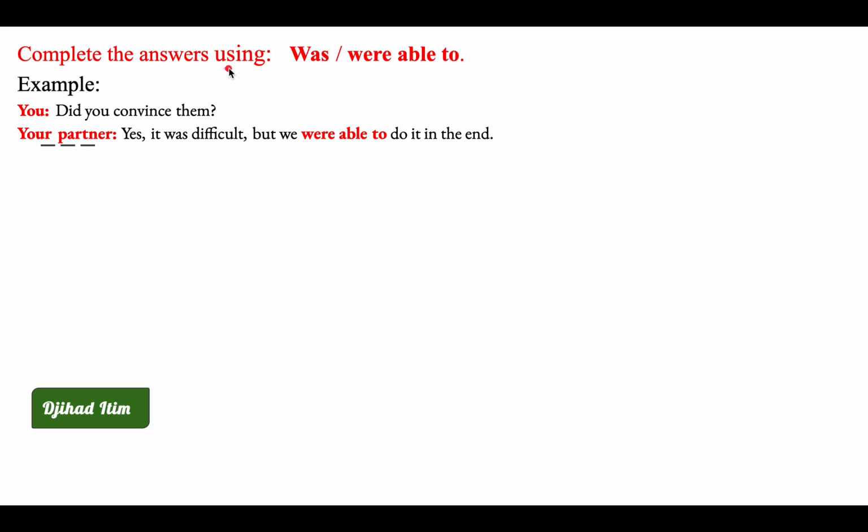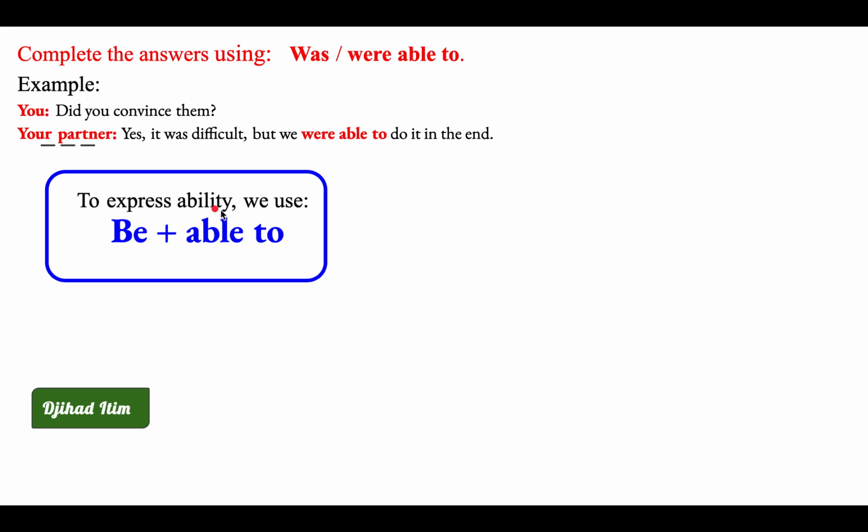Complete the answers using was or were able to. Example, you and your partner. You, for instance. Did you convince them? Your partner: yes, it was difficult, but we were able to do it in the end. Okay, we were.